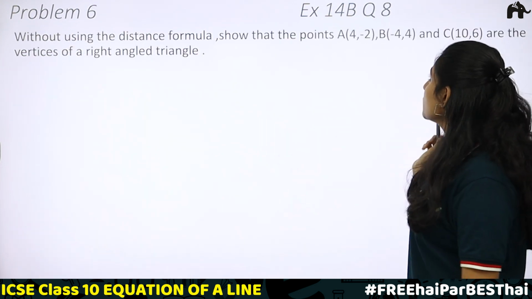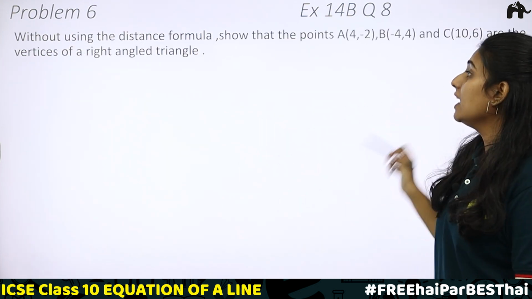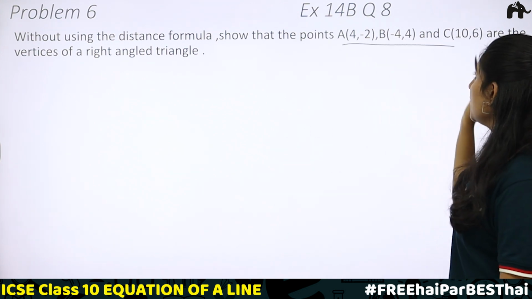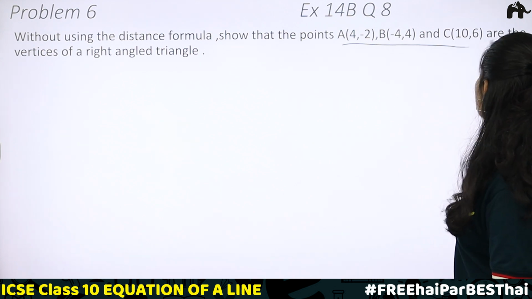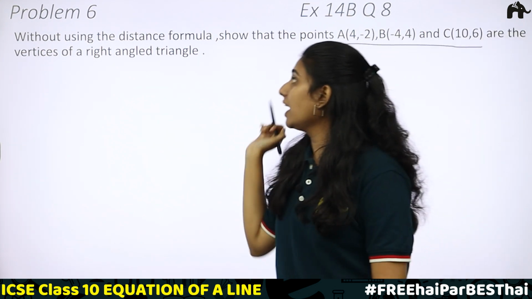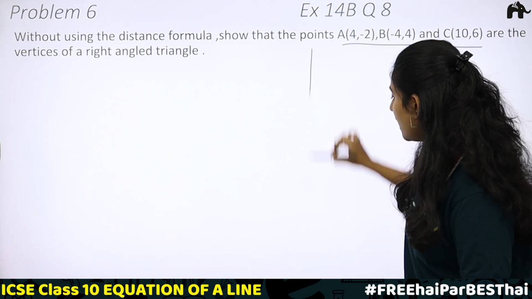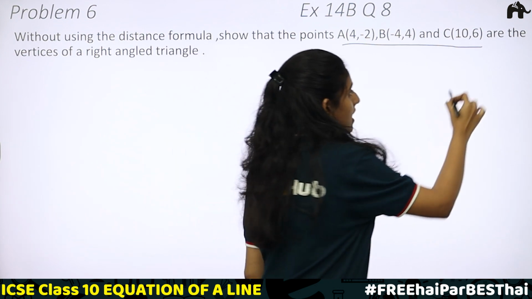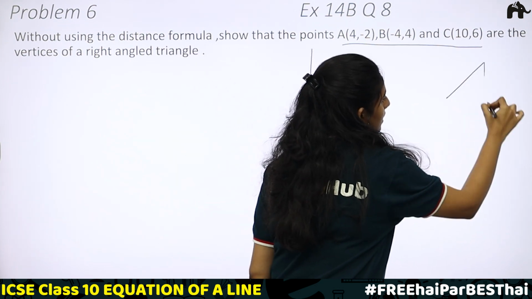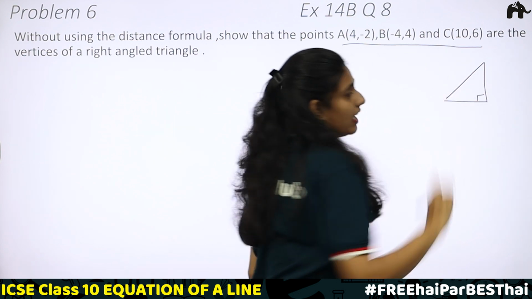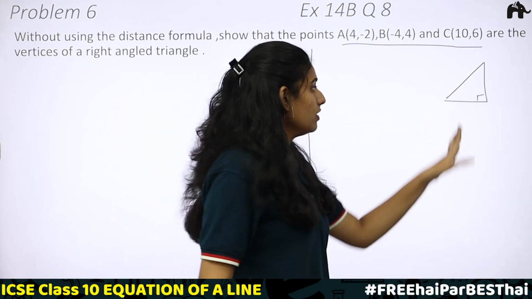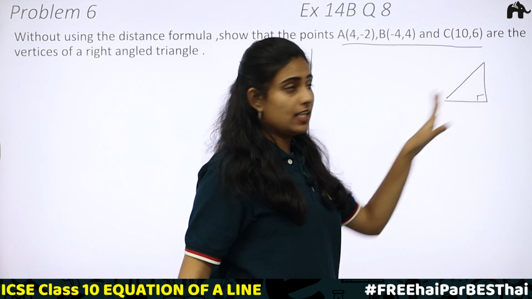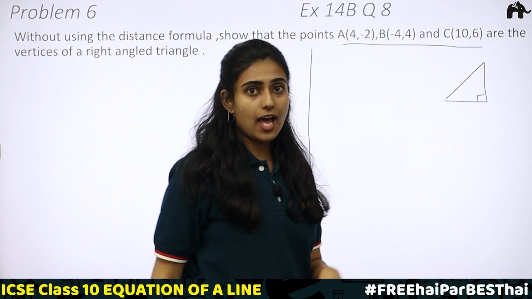Next, problem number 6, question 8 of exercise 14b. Without using the distance formula, show that the points A (4, minus 2), B (minus 4, 4) and C (10, 6) are the vertices of a right angle triangle. What are the peculiarities of a right angle triangle? When does a triangle become a right angle triangle? For a right angle triangle, one angle will be equal to 90 degrees. Only then we will be calling it a right angle triangle, and the side opposite to this 90 degree angle will be the longest side, which we call the hypotenuse.